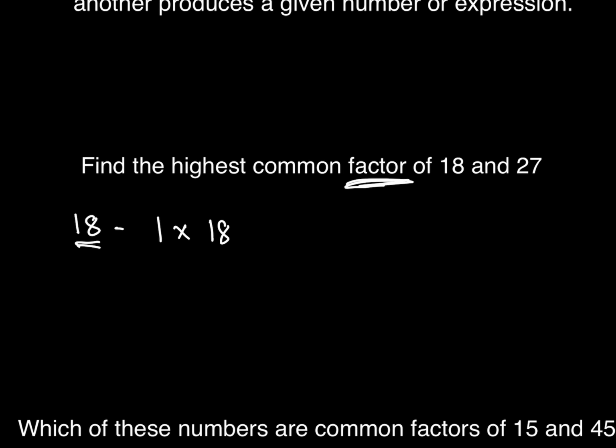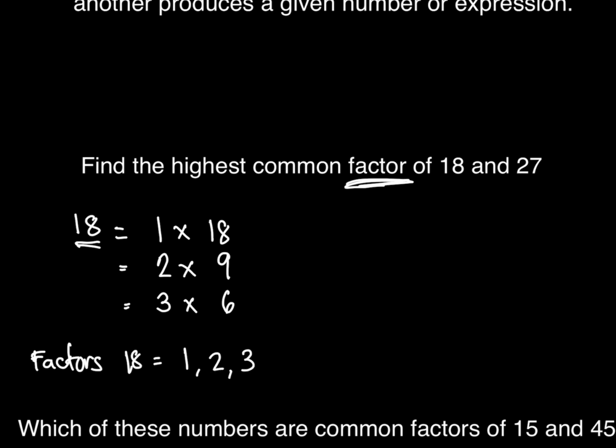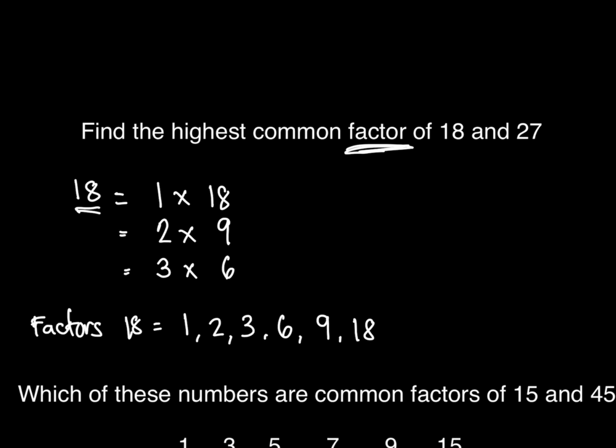It can be 1 times 18, that is equal to 18. Or it can be 2 times 9, and also 3 times 6. So in this case the factors of 18 are 1, 2, 3, 6, 9, and 18. We just simply list them down from smallest to highest.